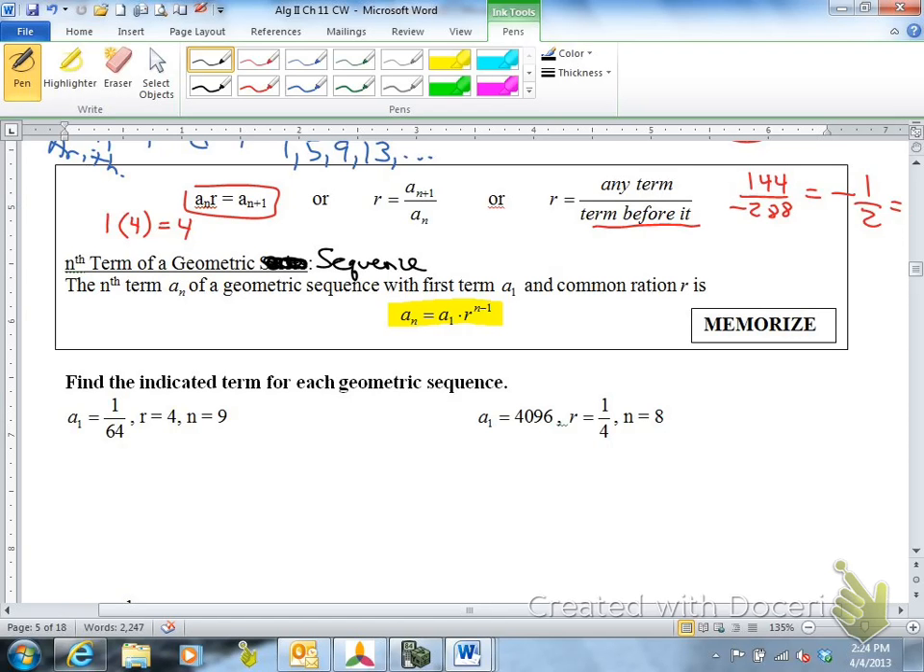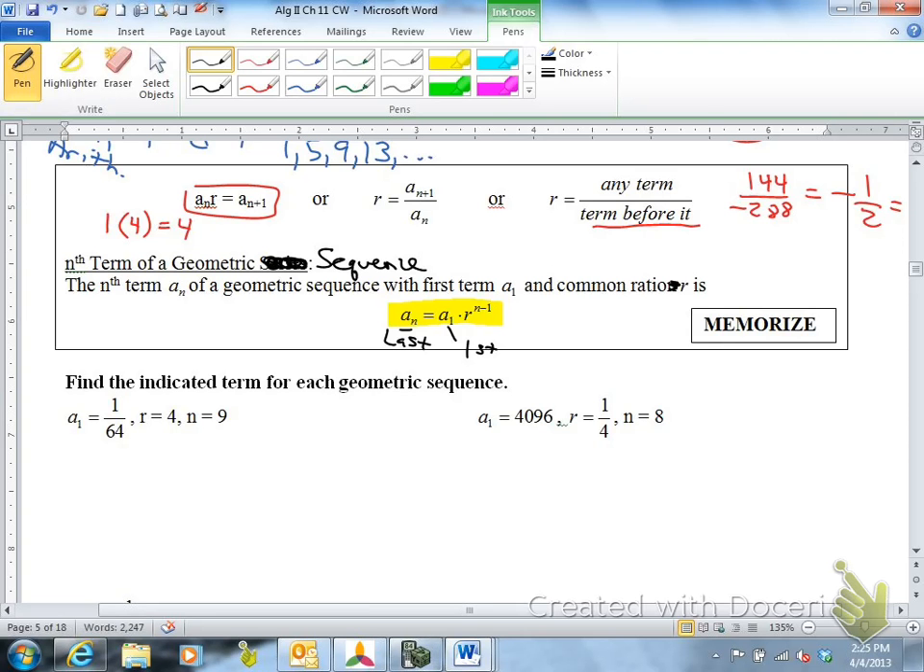The nth term, a sub n, of a geometric sequence with the first term, a sub 1, and common ratio, r, is given by this formula, where a sub n is the last term, a sub 1 is the first term, r is the ratio, and n is the number in the sequence. So for one like this, find the indicated term.